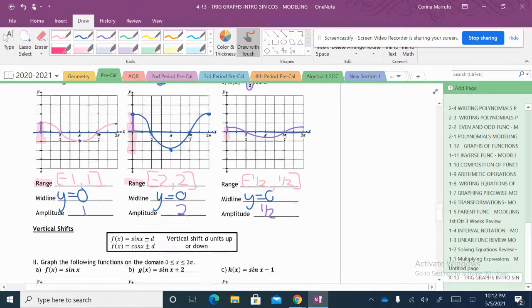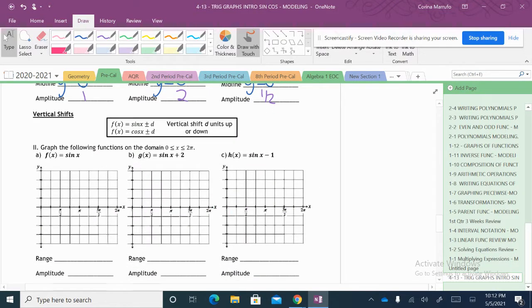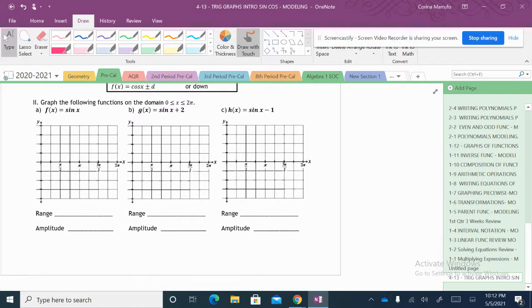Okay. All right, so vertical shift, so we can move up or down depending if you're adding or subtracting a number. So graph the following functions on the domain from 0 to 2 pi. So starting with sine. Now sine starts at 0, 0, it comes up, then back down, then back up. And so this is what our sine function looks like. That's the original. I did forget midline on here, so let me put it in here.